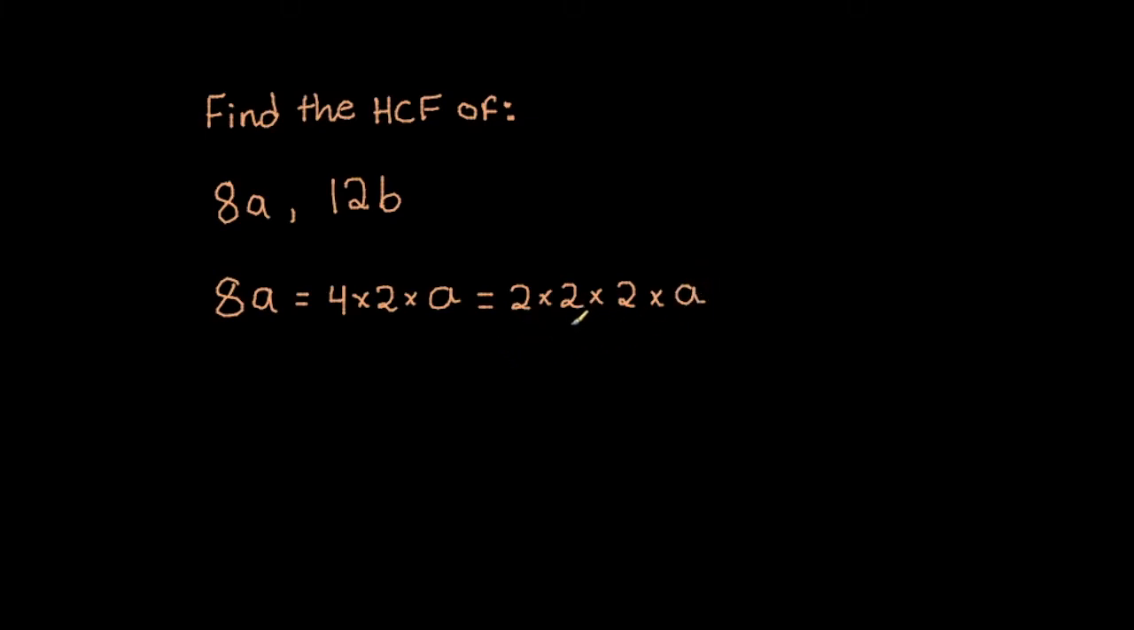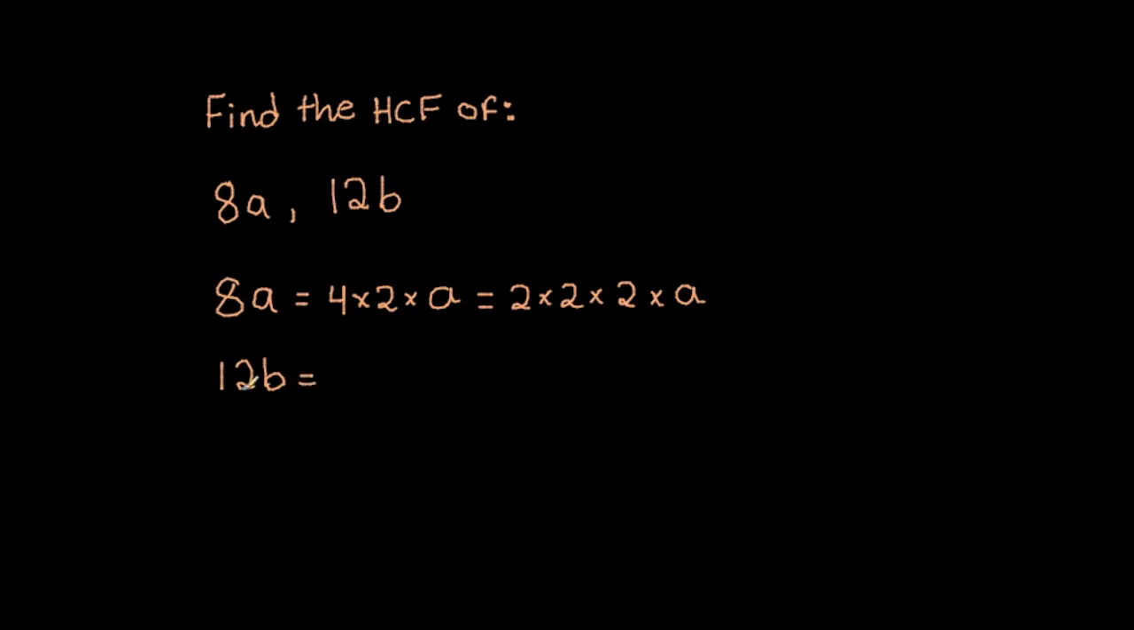Now all we have here is 2's. And again, 2 is a prime number. We cannot really break it down. So we've broken 8 down as much as we can. And the a, we don't really know what the a is, so we can't really break it down. So we're just going to leave it as it is. That's all we can do here. So we're done with 8a. Let's go for 12b now.